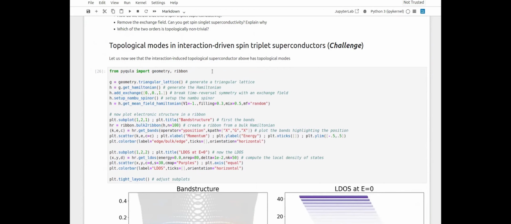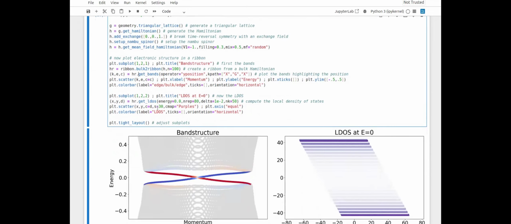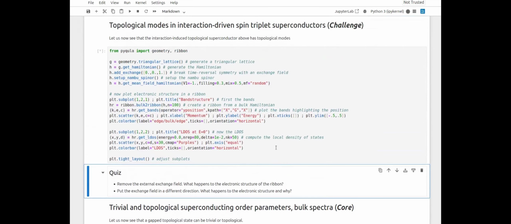So the whole idea is that we are going to take the very same triangular lattice as before. We add our exchange field, we add our attractive interactions, we solve this problem at the mean field level. And once we have the mean field solution, we are going to look at a finite system. So we create a ribbon out of the two-dimensional Hamiltonian. We compute the bands of the ribbon. And afterwards, we are going to compute the local density of states at zero energy. That is going to tell us where the zero energy modes are located.